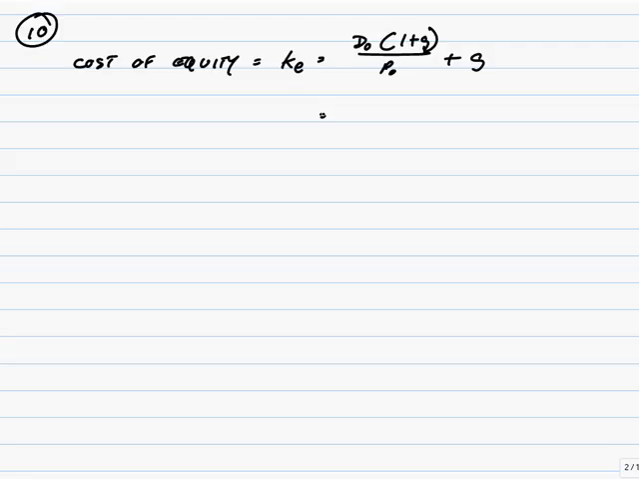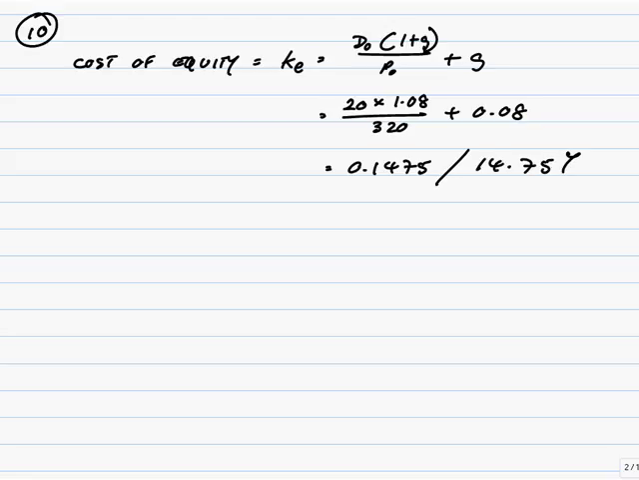What is it here? Well, there are 10 million $1 shares. Dollar, remember, is the nominal value. The current dividend is 20 cents. Dividends, next line, are growing at 8%, so g is 0.08. Divide by the ex-div market value, which is 320, plus the rate of growth, 0.08. So the cost of equity is 0.1475, or 14.75%.